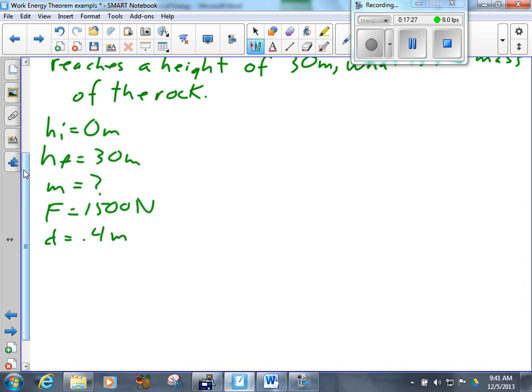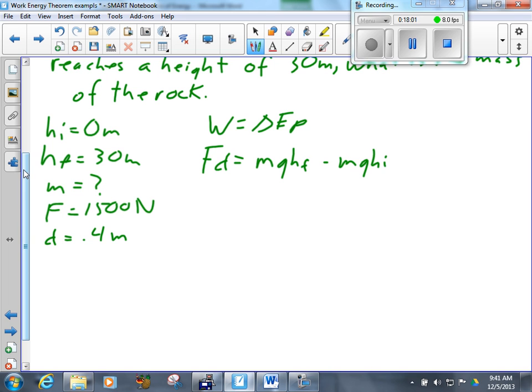Is work being done? How do we know? There's a change in energy and a force was exerted over a distance. Both qualifications fit here. Work's a change in potential energy. So force times distance equals m times g times hf minus m times g times hi. Everyone okay with that?